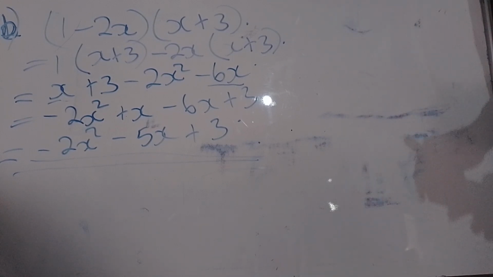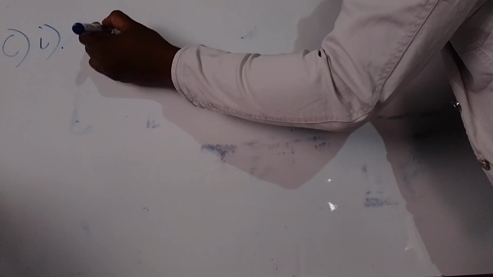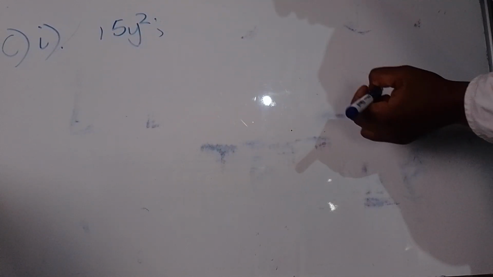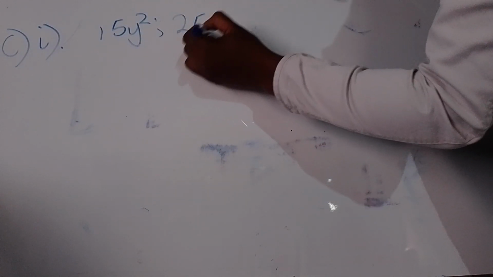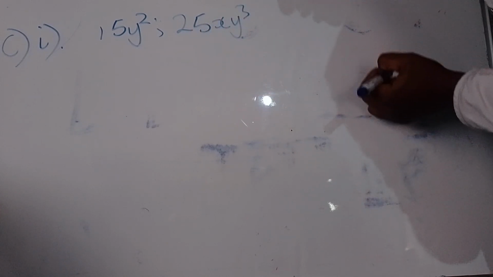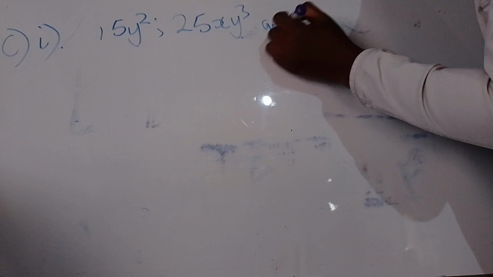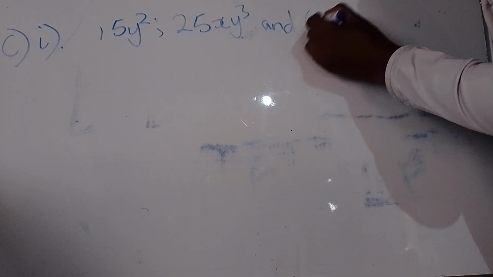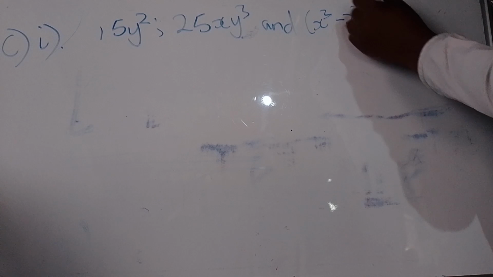Then we move on to 1C. So 1C item 1 reads: find the lowest common multiple of 15y squared, 25xy cubed, and x cubed minus x squared. We have to find the LCM, the lowest common multiple.